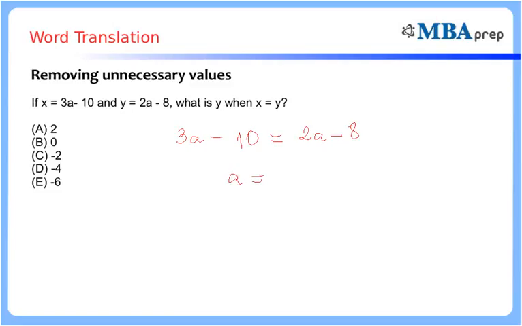So a equals 2. We want to know the value of y, so please don't mark letter A. Y would be twice a, 4, minus 8, minus 4. Letter D: y equals, in this case, twice 2 minus 8, which is 4.